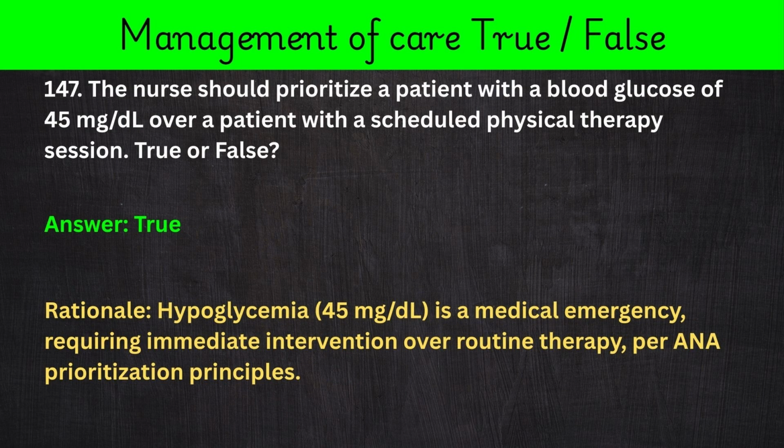147. The nurse should prioritize a patient with a blood glucose of 45 milligrams per deciliter over a patient with a scheduled physical therapy session. True or false? Answer: true. Rationale: hypoglycemia, 45 milligrams per deciliter, is a medical emergency requiring immediate intervention over routine therapy per ANA prioritization principles.